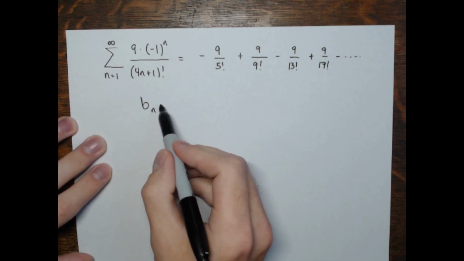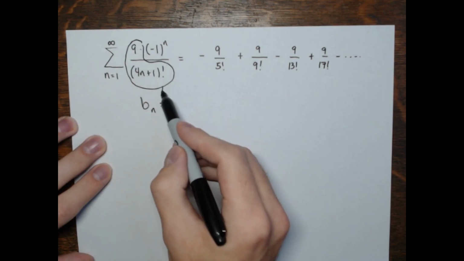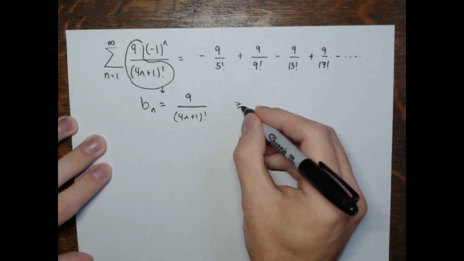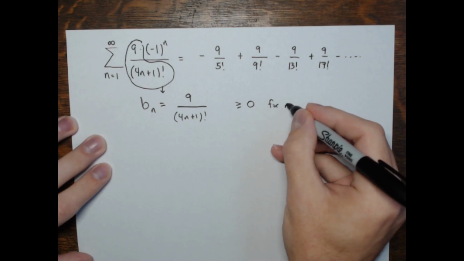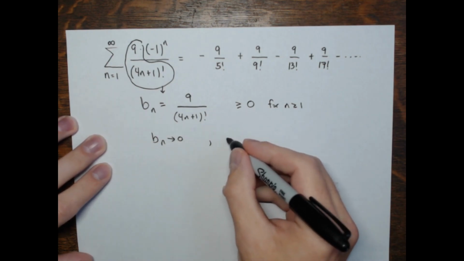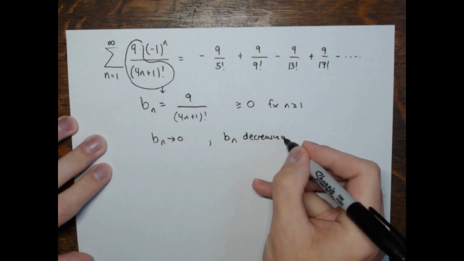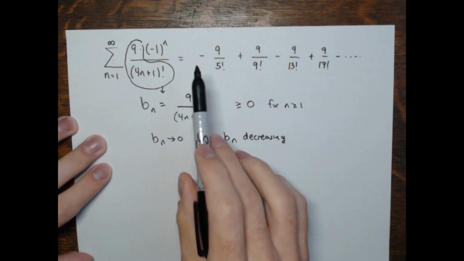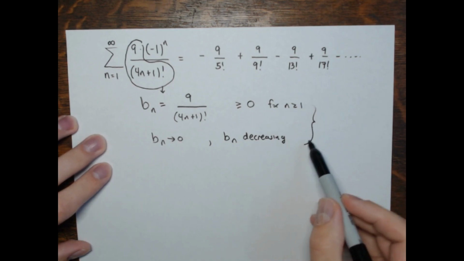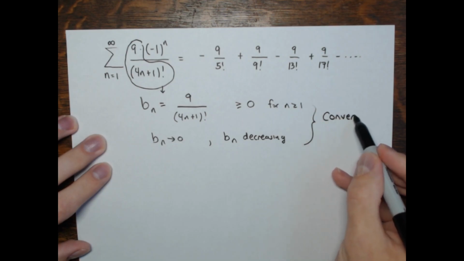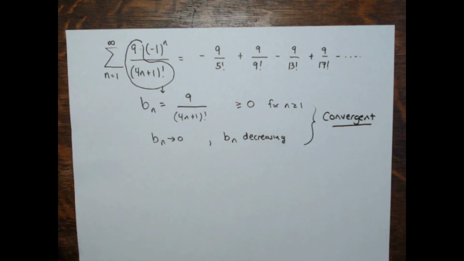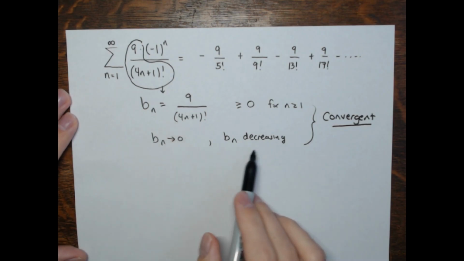The b sub n here, the terms that are being alternated, are these 9 over (4n plus 1) factorials, which are definitely non-negative. These are all positive numbers. Definitely going to 0, right? The denominator will be getting huge as n goes to infinity, and definitely decreasing, because if you ignore the negatives, every term gets smaller and smaller. Every term is smaller than the previous one. So all these tell me that this is a convergent alternating series by the alternating series test. Now I know they said it's convergent already, but I just want to apply the alternating series test again and talk about the conditions that need to be met.